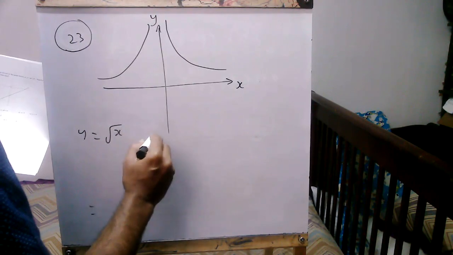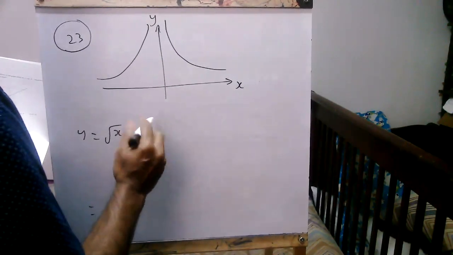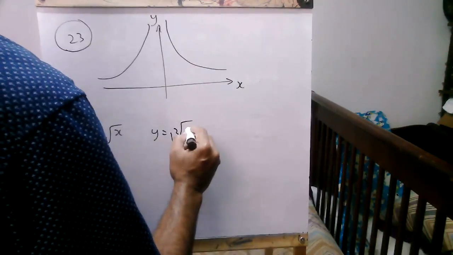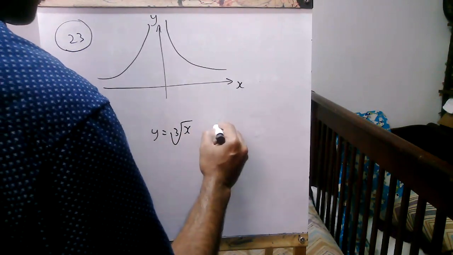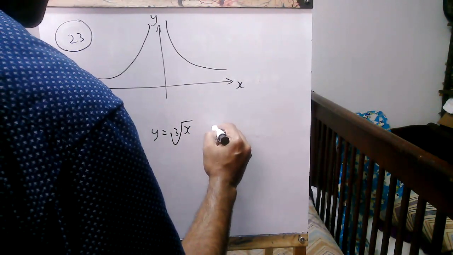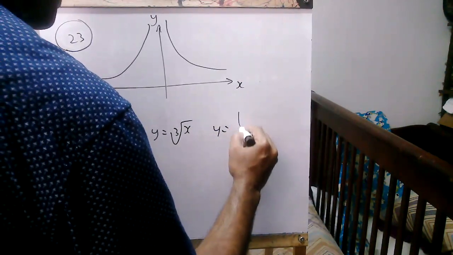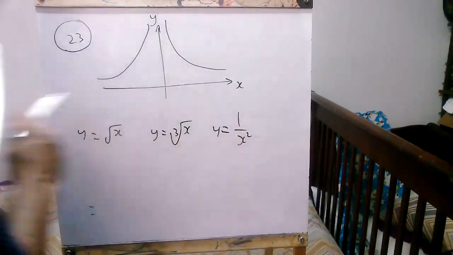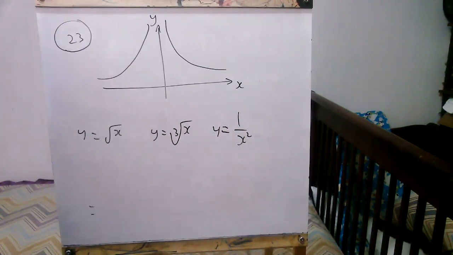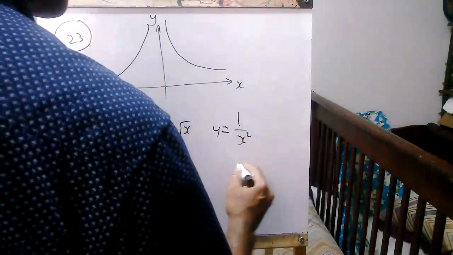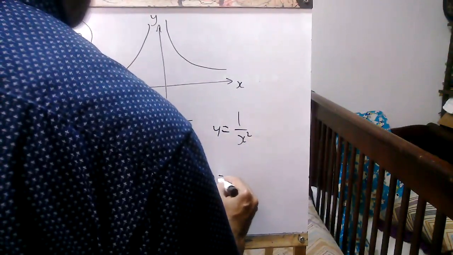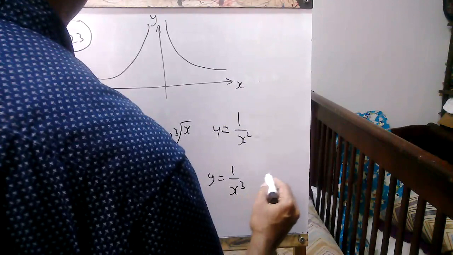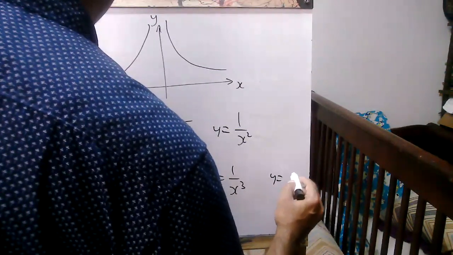y equal to radical x, y equal to third root of x, y equal to 1 over x square, y equal to 1 over x cubed, y equal to 1 over x.